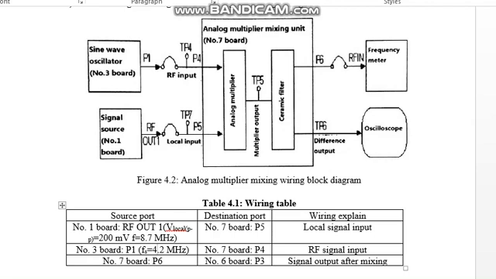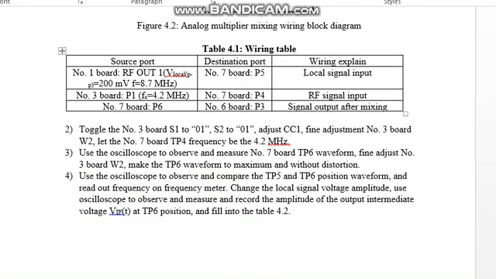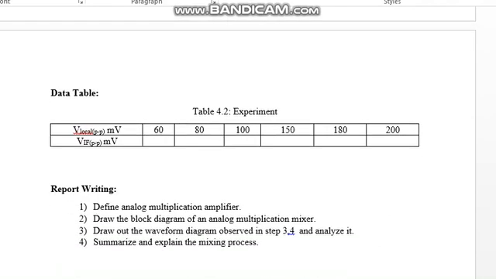That is the RF input and that is the local input, and we have to vary it. Now there is the data table that we have to fill up. That is the local input. We will vary the local input 60, 80, 100, 150, 180 and 200, and get the intermediate frequency from it. How can we get it?